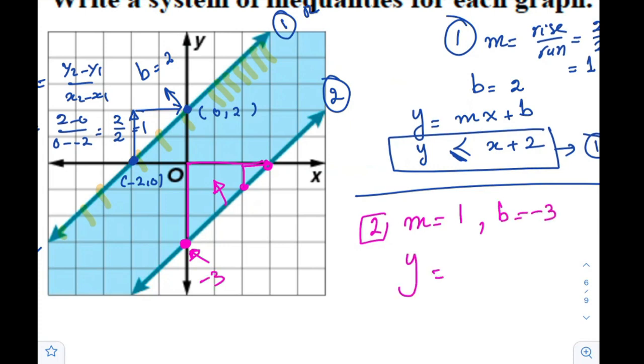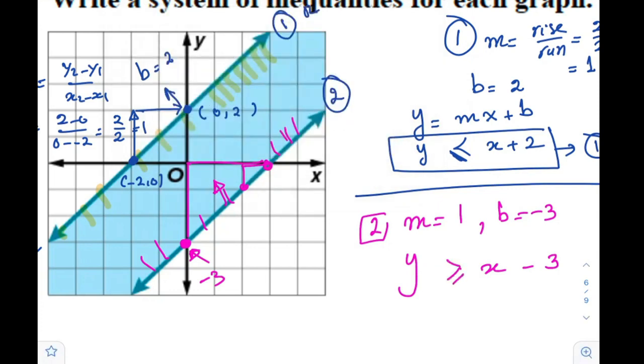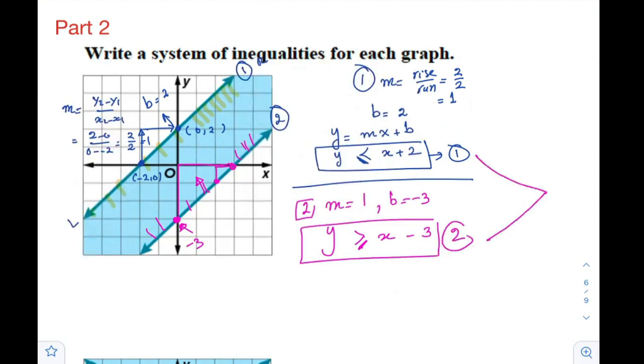So y equals mx plus b, 1x minus 3. We don't write 1x, so it's x minus 3. Decide now the solid line or the dashed line. It is solid, so it has an equal sign. We have the shading above the line, so it is more than or equal. Equal is because it's a solid line. So this is the second inequality. So the system of inequalities will include those inequalities shown in detail.